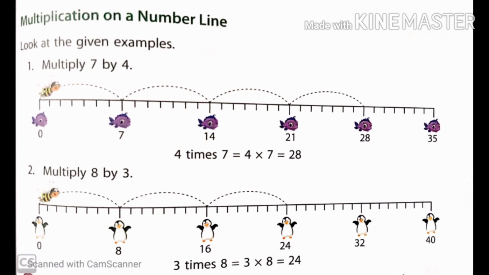Likewise, see number 2, multiply 8 by 3. Over here in the number line, the numbers are from 0 to 40. And what we have to do, the honeybee will go 3 times 8. That means 3 times 8, that is 3 into 8. So 1, 2, 3. But she is counting 8. So 3 times she is counting 8. That means 3 into 8 equals to 24.